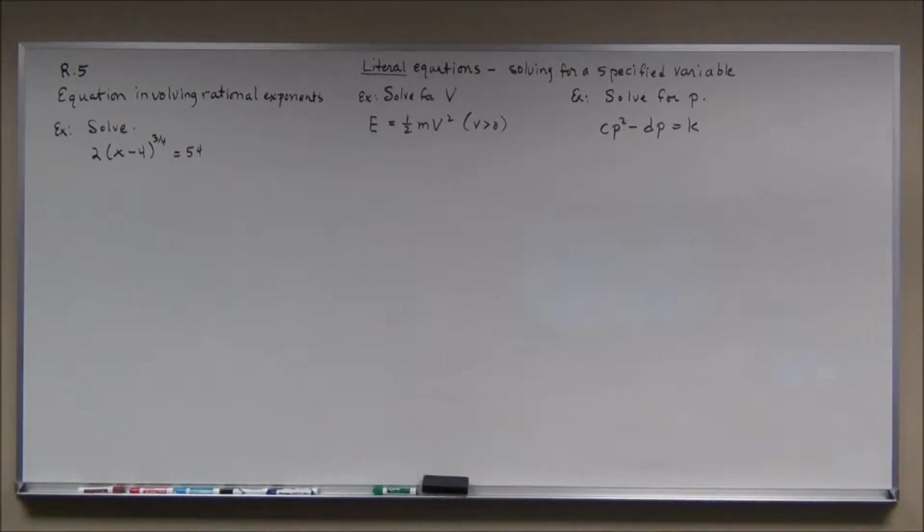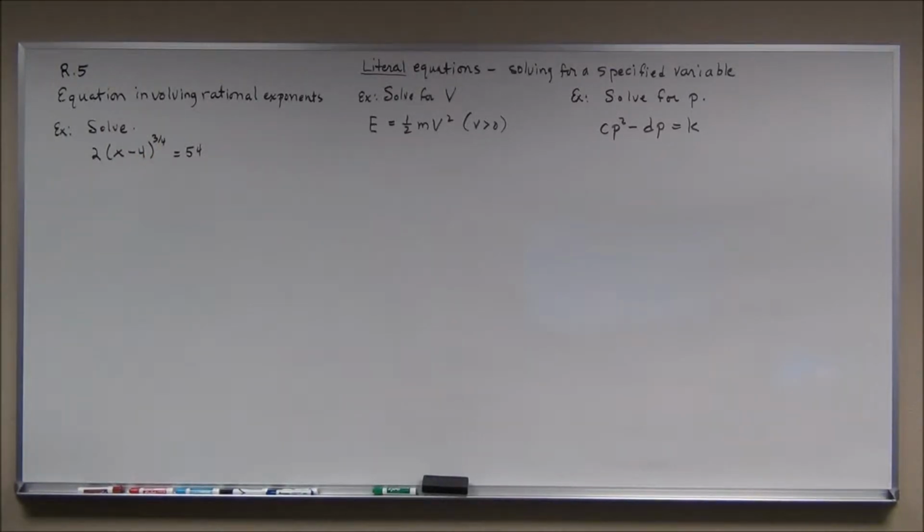Alright, we finished this chapter going over equations that involve rational expressions and then some literal equations. Let's start here with an example that has the variable in the base raised to a rational exponent. Remember what 3/4 means as an exponent. It means the expression is cubed and you're taking the fourth root. That's the index of the root.